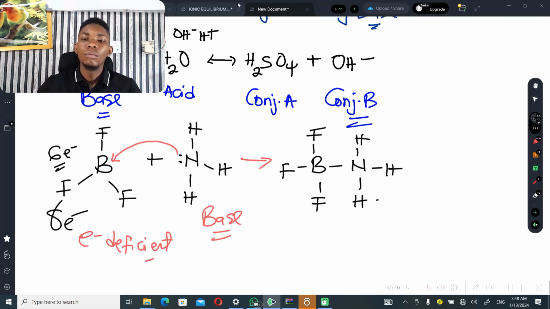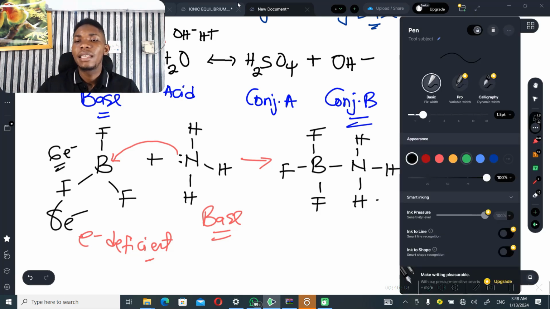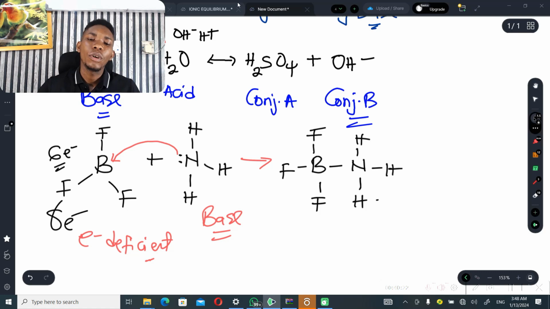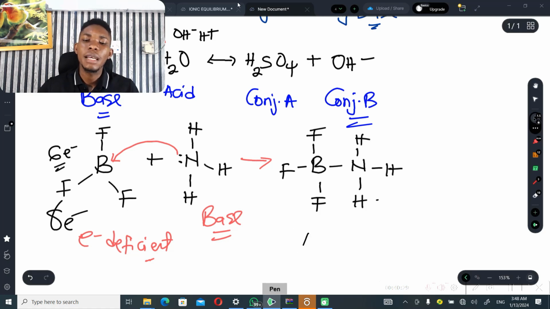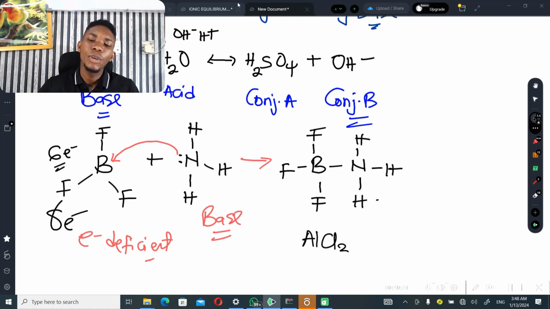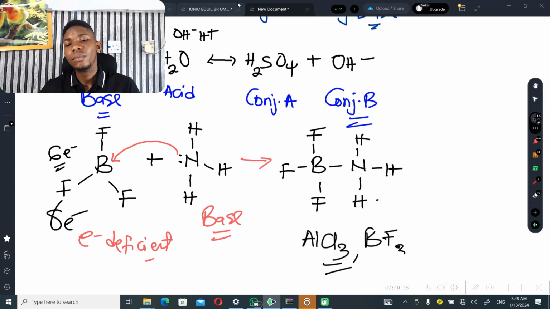Now, most Lewis acids are used as catalysts for aromatic substitution reactions, and they include, of course, as you've seen, boron trifluoride. Aluminium trichloride is also a Lewis acid. So you may be asked to give examples of Lewis acids. Aluminium trichloride is one of them. Are you getting it? Then boron trifluoride is one of them.